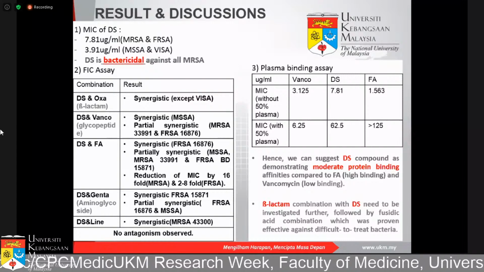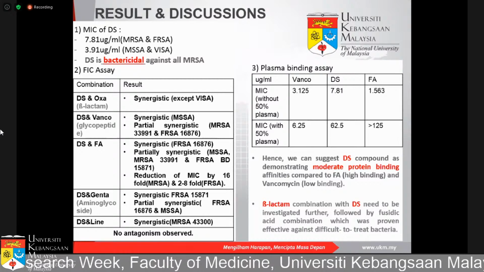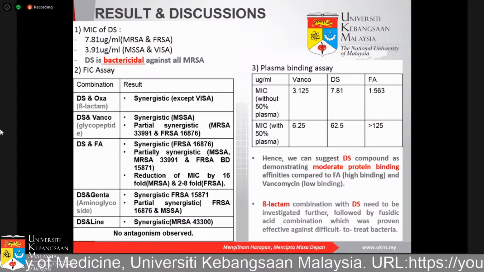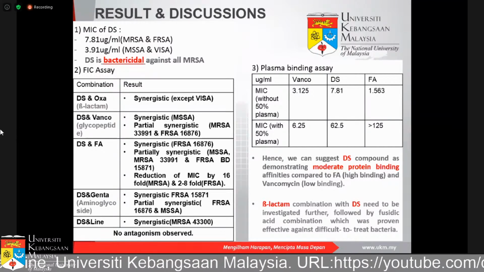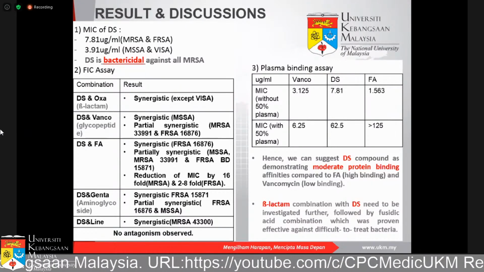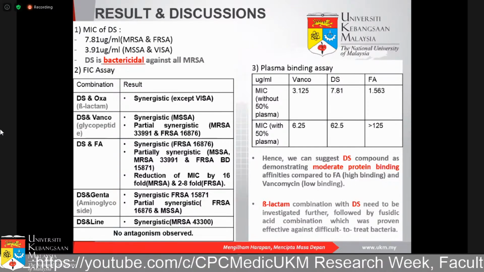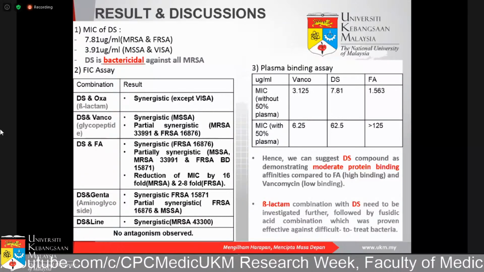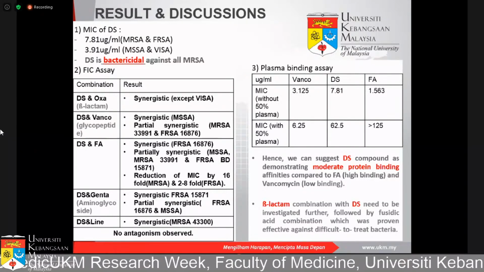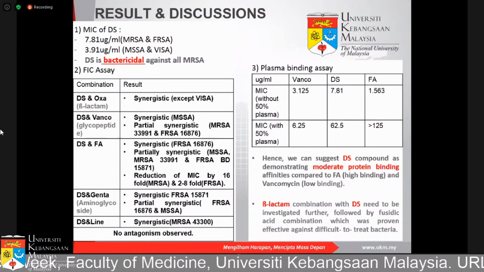Yeah, because MRSA alone can be treated with vancomycin. Yes. But as MRSA is methicillin resistant, oxacillin is no longer effective towards MRSA, right? But if you look at the result with oxacillin, it has a very good outcome. It's all synergistic against MRSA and also FRSA, which means we can focus on the DS and oxacillin combination alone, rather than on Vanco currently used in clinics. From this study, we can suggest that the DS and beta-lactam combination would be better to investigate further.